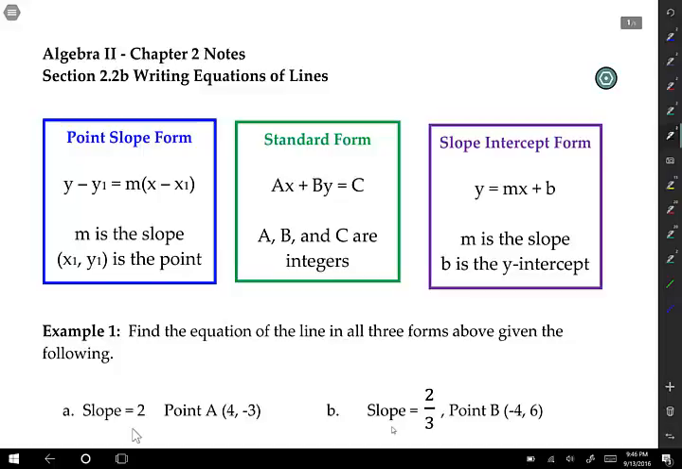We're going to be talking today in Algebra 2 about writing equations of lines as we continue to explore slope and different derivations on the slope form. Our main ideas today are three main forms: point slope form, standard form, and slope intercept form, as you can see from our three equations here.